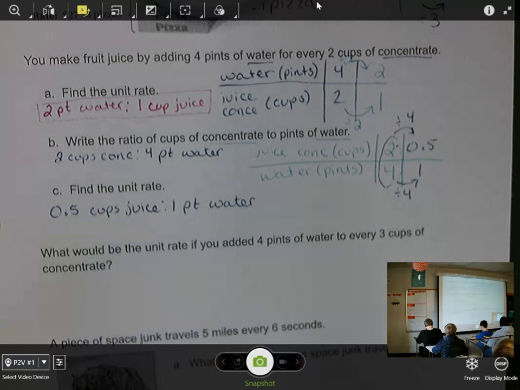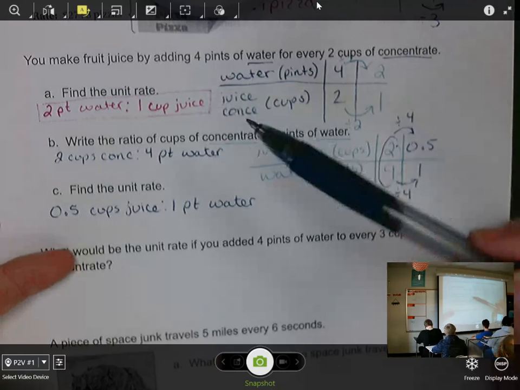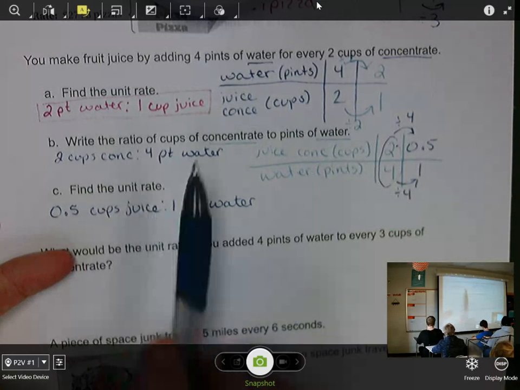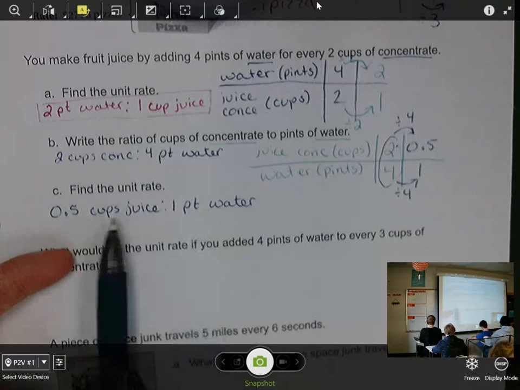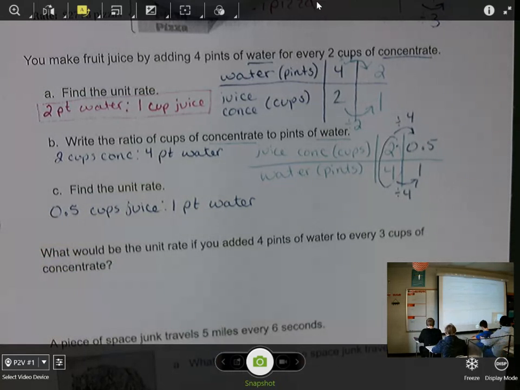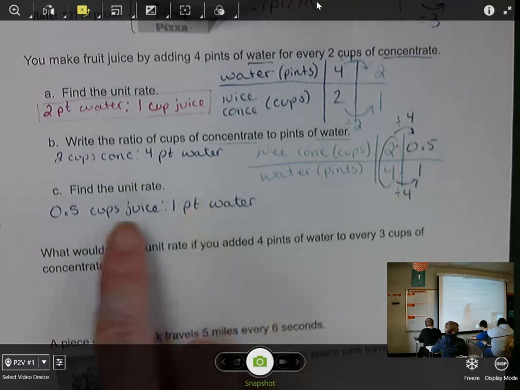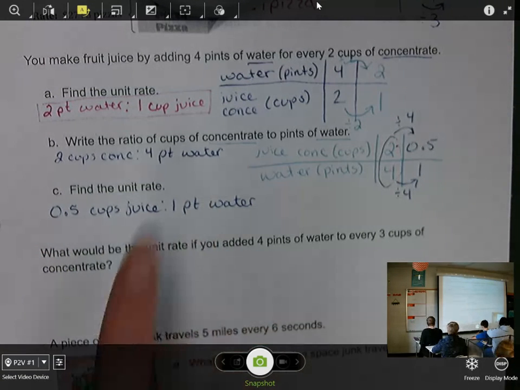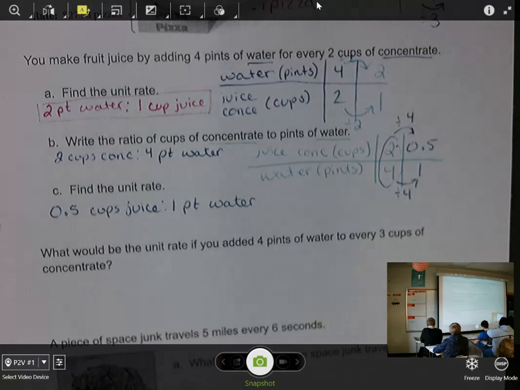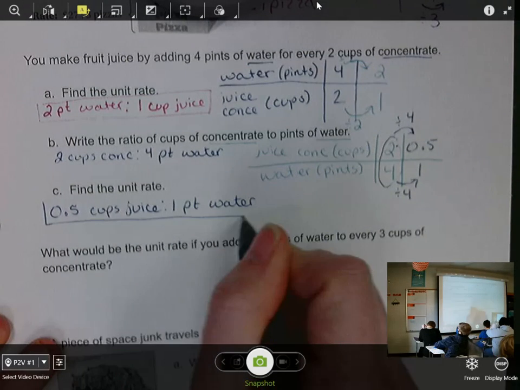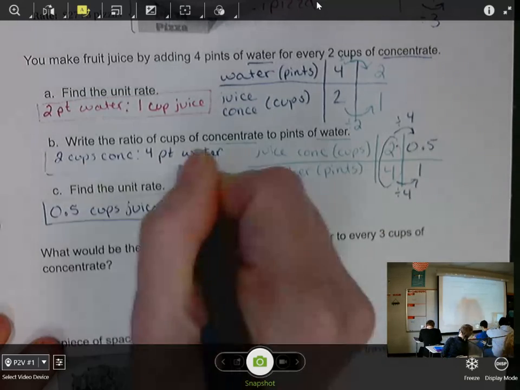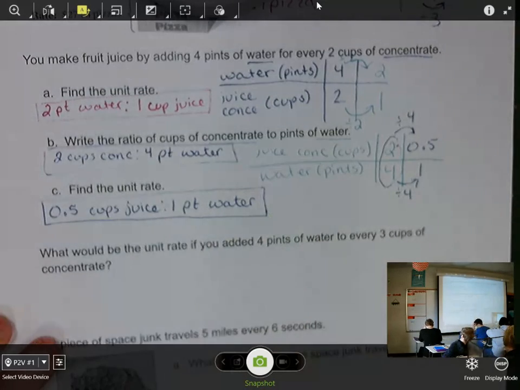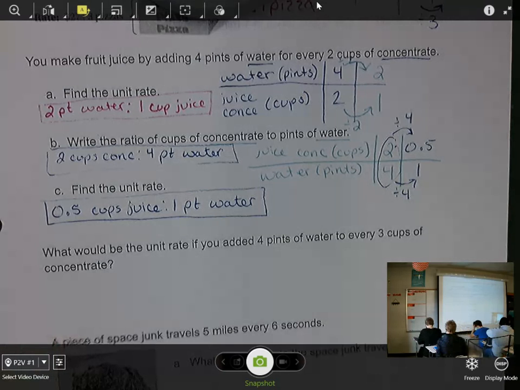Okay, notice the difference between the 2 unit rates. If we did water to juice, it was 2 to 1, but if we do juice to water, it's 1/2 to 1. So for every 1 pint of water, you put in 1/2 cup of juice, or for every cup of juice, you put in 2 pints of water. Let me put a box around these so you know that these are my answer. Does anyone need me to hold off before I move to the next part?